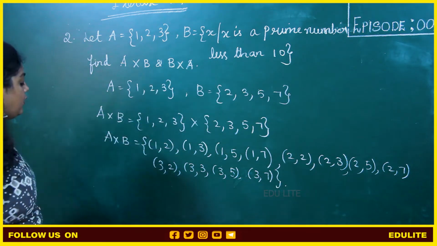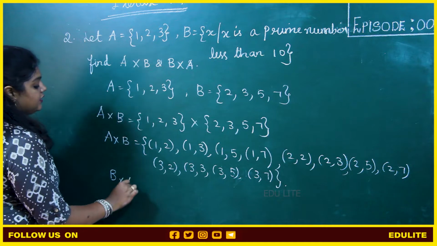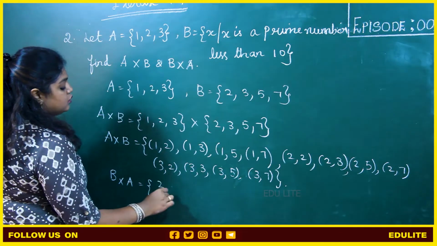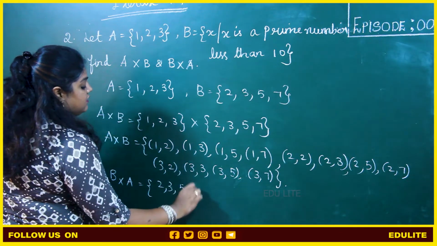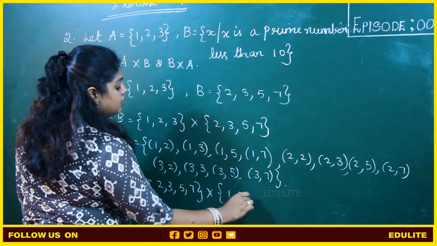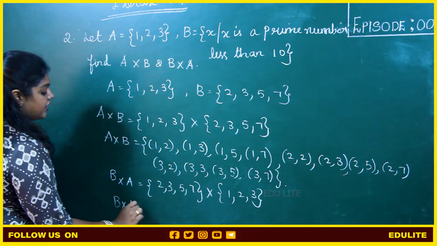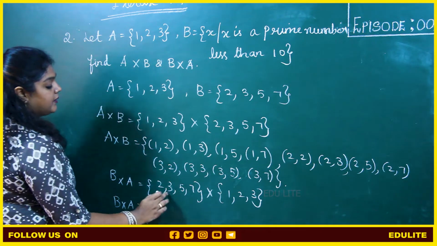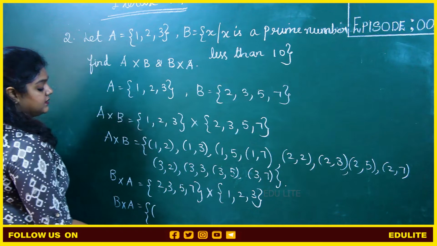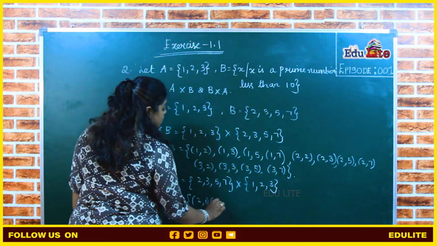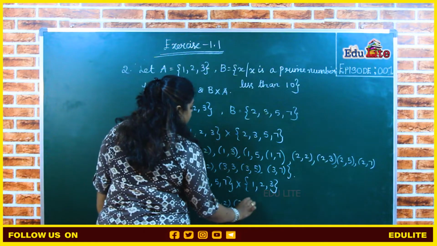Next we have to find B cross A. B cross A is equal to {2, 3, 5, 7} cross {1, 2, 3}. So we will write the set of all ordered pairs for B cross A, which can be written as: first take 2 from B, pair it with all the elements of set A: (2, 1), (2, 2), (2, 3).